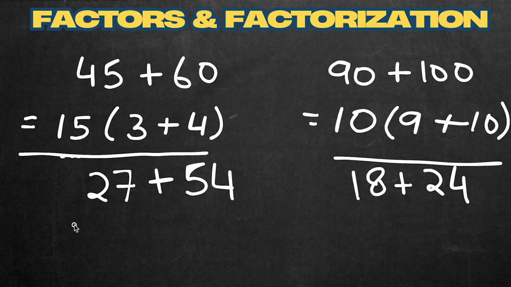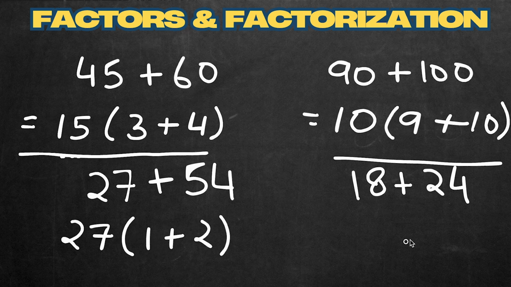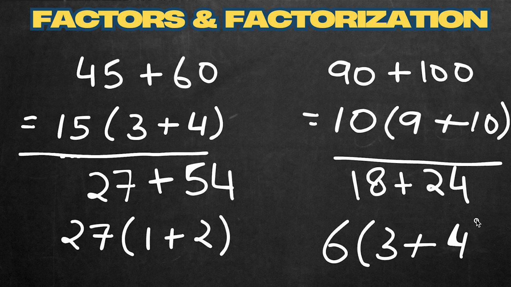Now 27 and 54, I think 27 itself is common here, so 1 plus 2. And here between 18 and 24, I think 6 can be common, so I take the 6 out. It will be 3 plus 4 inside. It was easy, right?